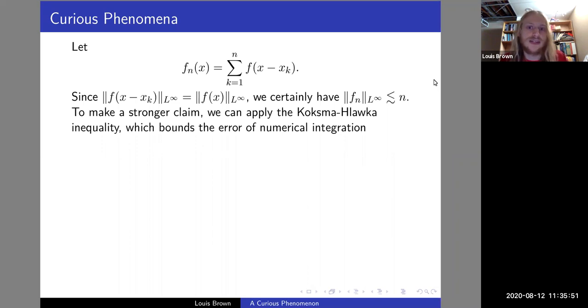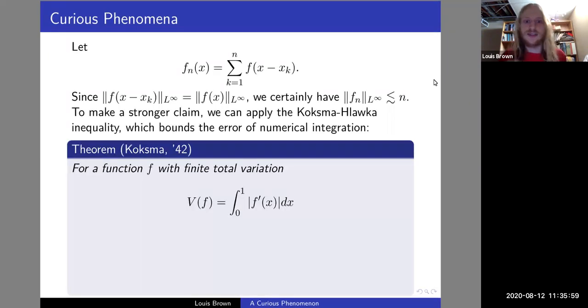If we want to make a stronger claim, we're going to apply the Koksma inequality, which will bound the error of numerical integration. So let's look at what that says. This is a theorem from Koksma in 1942. So we need a function f with finite total variation, where total variation means the integral from 0 to 1 of the absolute value of f prime of x dx. Another way to think of this conceptually is that if you project your curve onto the y-axis, this is how much the height goes up and down as x goes from 0 to 1.